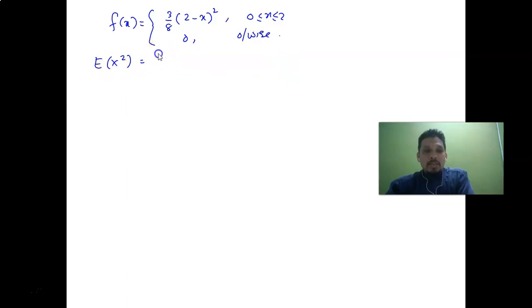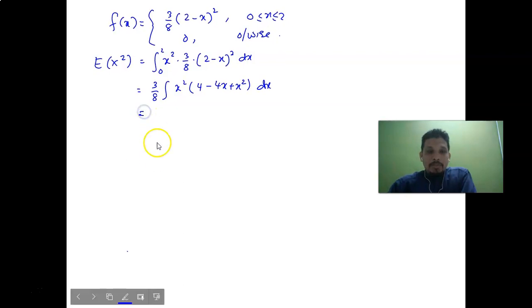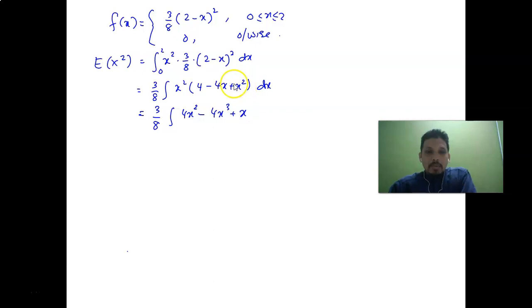So we come up with the integral of x squared multiplied by 3 over 8 and then (2 minus x squared) dx. Let's continue. 3 over 8 integral of 4x squared minus 4x cubed plus x to the power 4 dx. Then integrate: 4x cubed divided by 3 minus 4x to the power 4 divided by 4 plus x to the power 5 divided by 5, from 0 to 2.